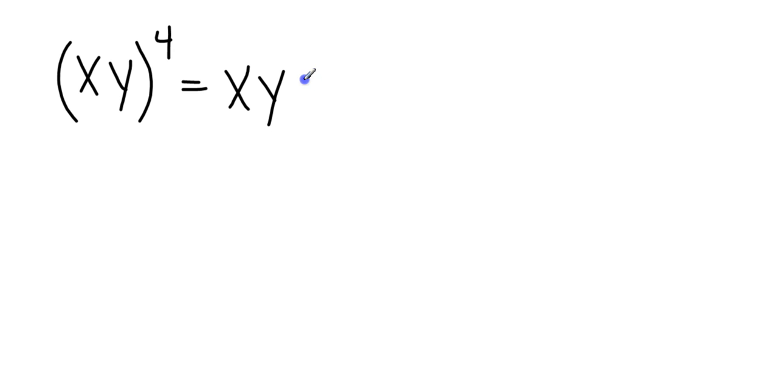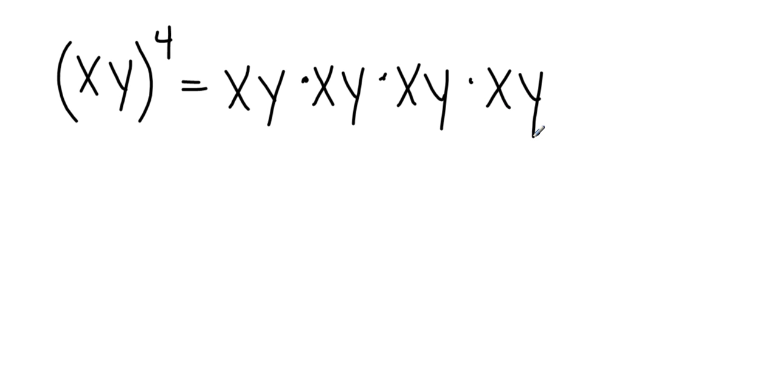Does it work with, how would you rewrite that? I don't know what x is. I don't know what y is. So they're just variables at this point. It's being taken to a power of 4. So I need to take the whole thing times itself 4 times. And because I don't know what x or y are, I just finish with xy times xy times xy times xy.